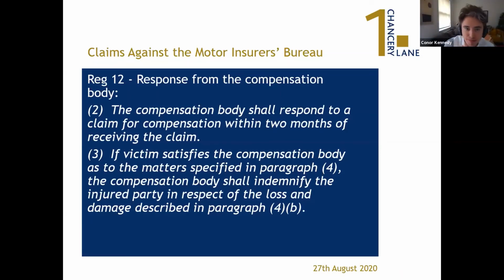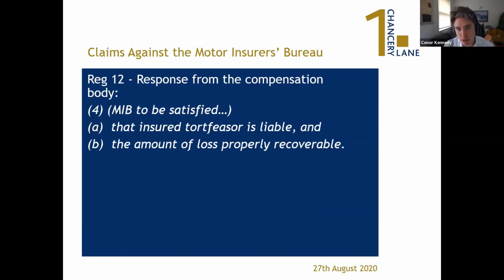So Regulation 12, the response from the compensation body, so that's the MIB in the UK. The MIB shall respond to a claim for compensation within 2 months. If a victim satisfies the MIB as to the matters in the next paragraph, which we're about to look at, then the MIB will indemnify the victim in respect of the loss and damage caused. So those matters that you have to satisfy the MIB of are simply, and again, this is very truncated, that the insurer, so you're essentially going to have to prove liability and quantum. And then once the MIB is satisfied of that, it will pay out.